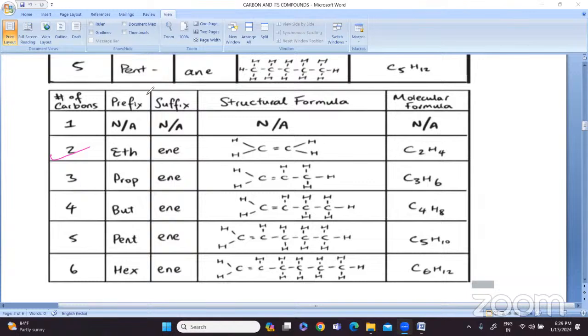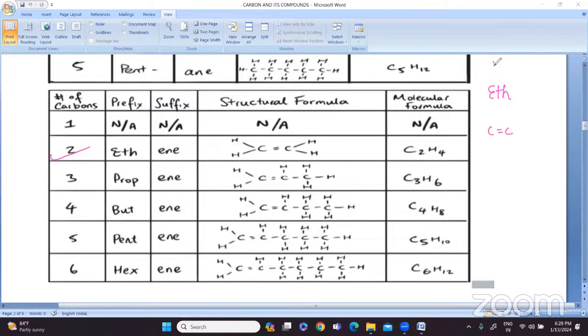So when the number of carbon atoms is 2, what is the prefix here? The prefix remains the same. In the hydrocarbons, the prefix will remain the same. So it is eth. Now the suffix will change here because there is a double bond. What you can see here is a double bond between the carbon atoms.